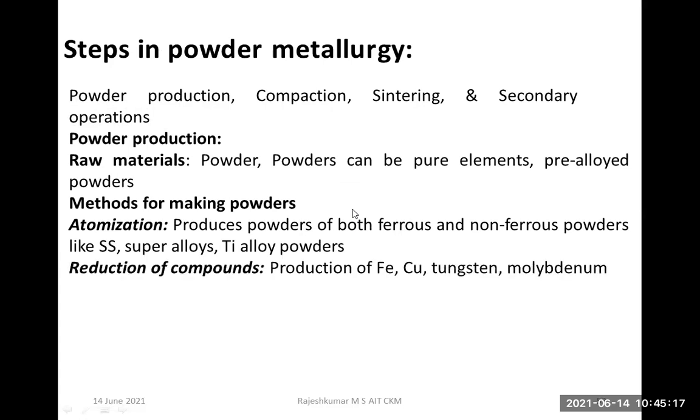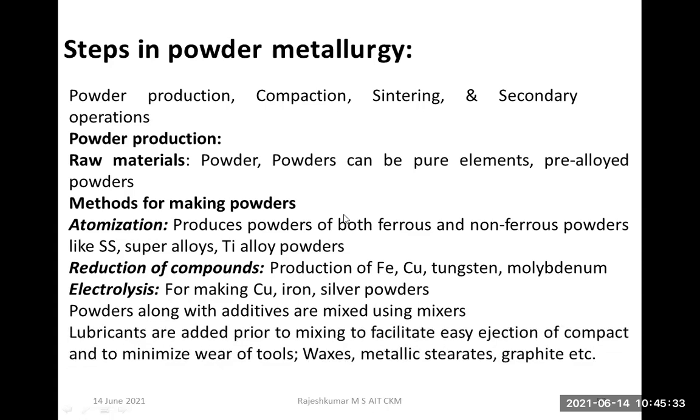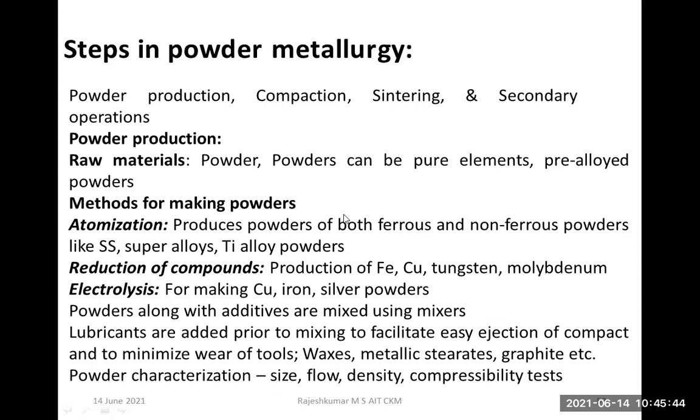Next is reduction of compounds, that is, production of iron, tungsten, and molybdenum powders, and electrolysis for making copper, iron, and silver powders. Next, powders along with additives are mixed using mixers, and lubricants are added prior to mixing to facilitate easy ejection of compacts and to minimize wear of tools. Metallic stearates, graphite, etc. are used. The next is powder characterization like size, flow, density, and compressibility tests. These are all considered in any of the steps in powder metallurgy.